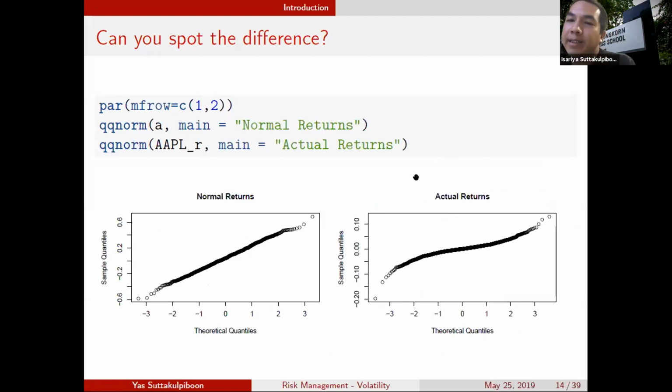And this is another way to look at whether or not the time series that you have, or the stock returns that you have, are normal or not. We use something called a QQ plot.